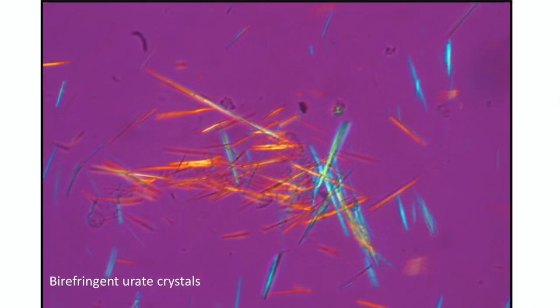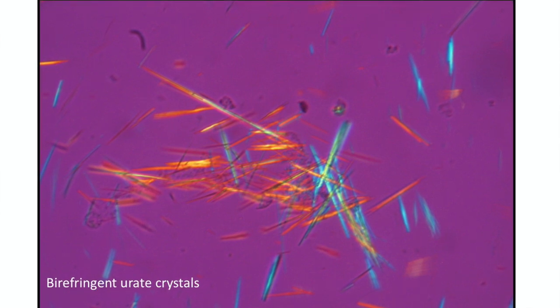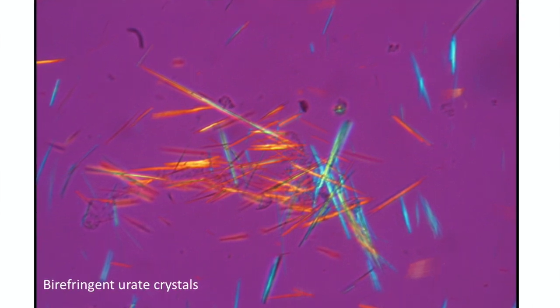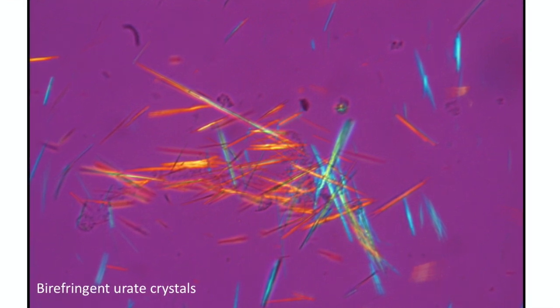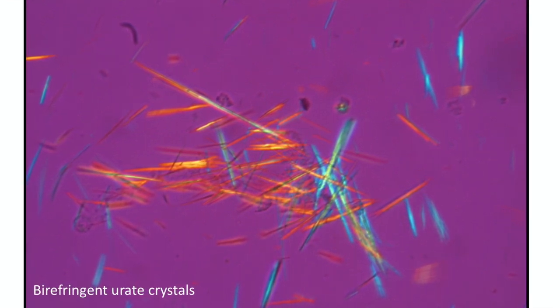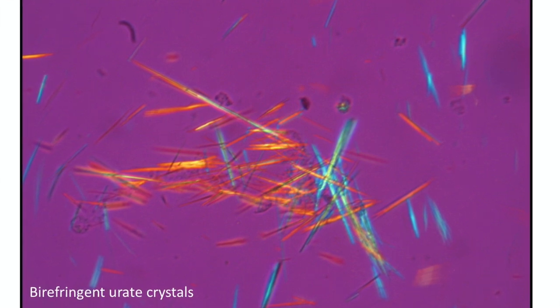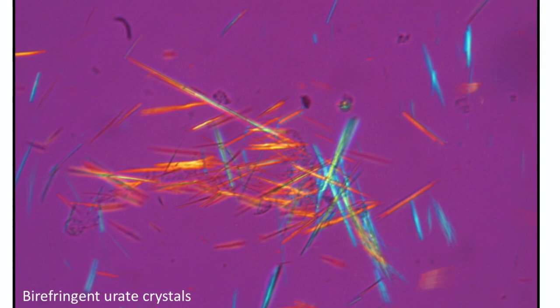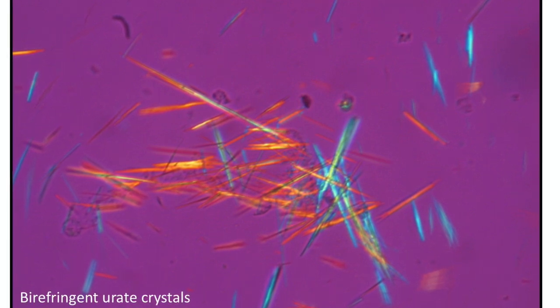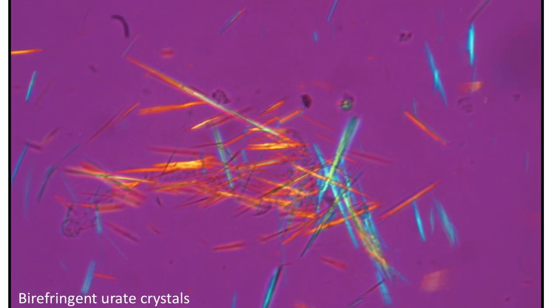They're long and needle-like, and they show classic birefringence, which means that when you look at them under polarizing light with a quarter-wave plate in the microscope, some of the crystals appear blue, and the ones that are at right angles to those will appear yellowish-orange. The morphology and the characteristic birefringence are diagnostic of gout.